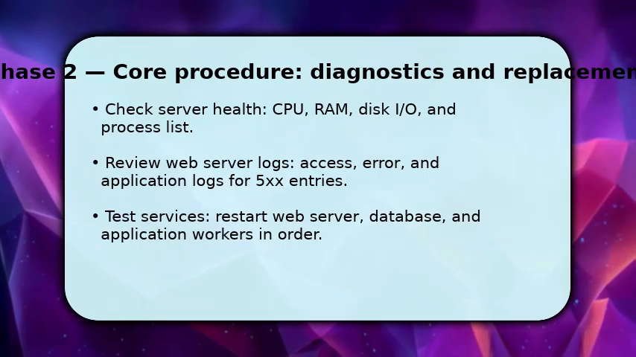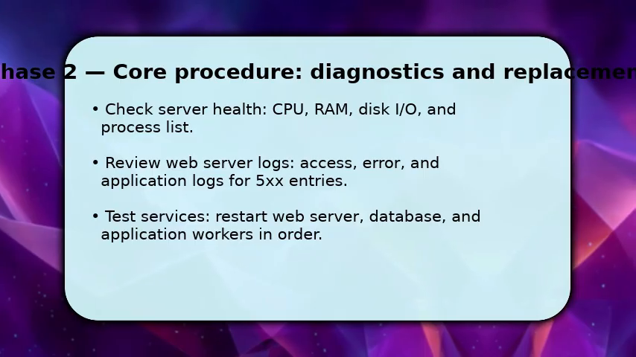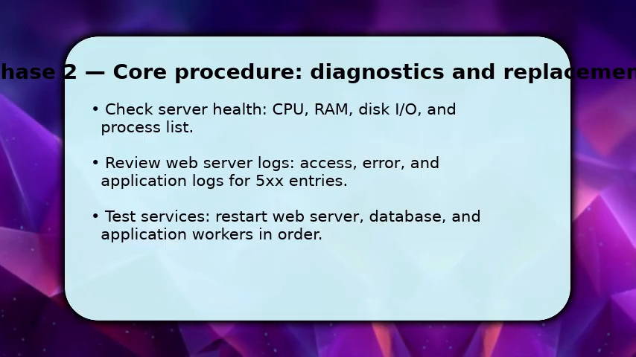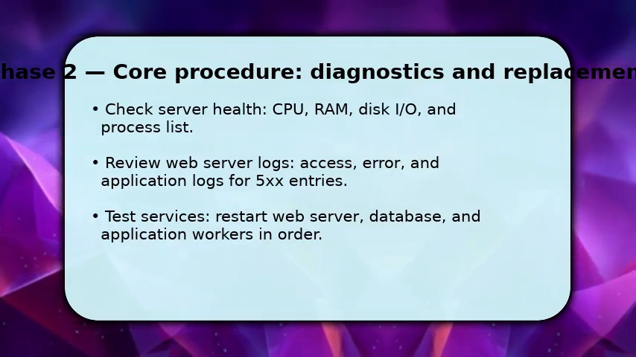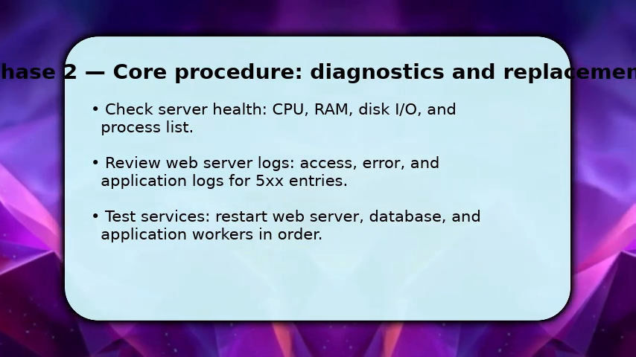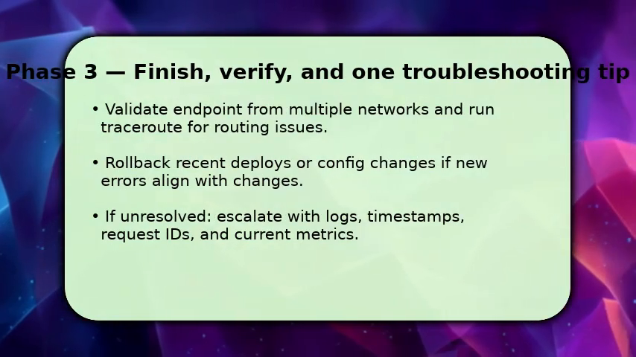After isolating the service, restart components in a controlled sequence: web server, database, then app workers, so dependencies come back cleanly. Make sure to monitor metrics during restarts to detect immediate regressions. You finish by validating the endpoint from different networks and running a traceroute to spot routing or firewall blocks. This distinguishes network from server faults.